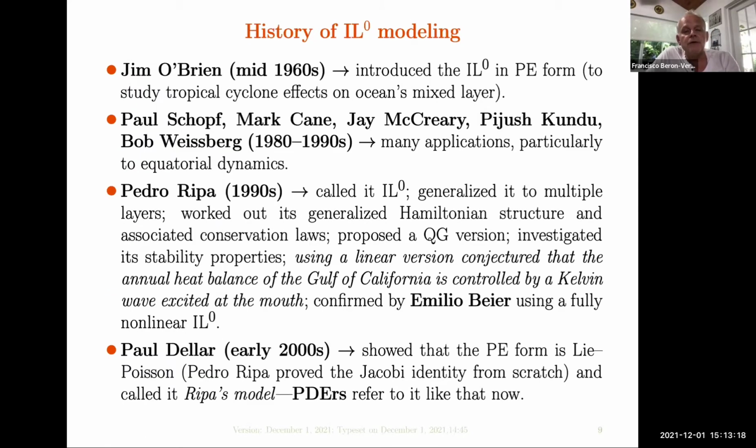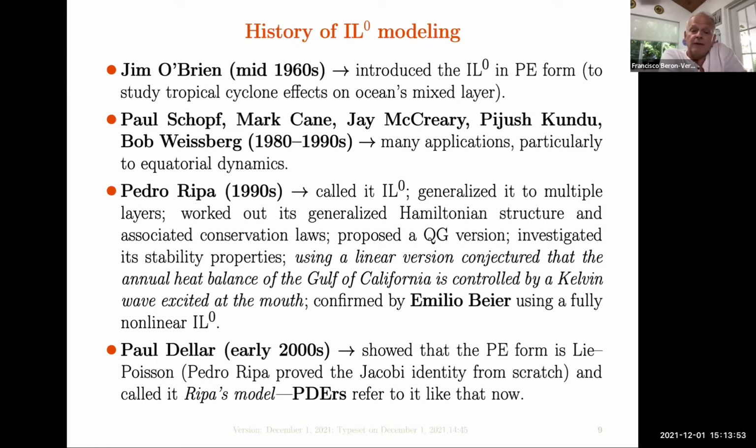The history. So I was able to track down the IL0 to a work by Jim O'Brien in the 60s. Apparently he introduced the idea of vertically averaging the pressure gradient in the IL infinity. The model was used extensively during the 80s and 90s, particularly in applications related to equatorial dynamics by people like Schopf, Cane, McCreary, and others.